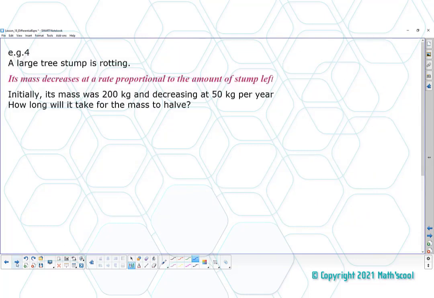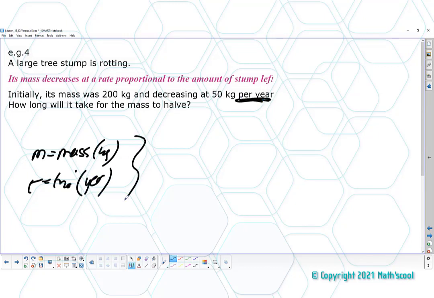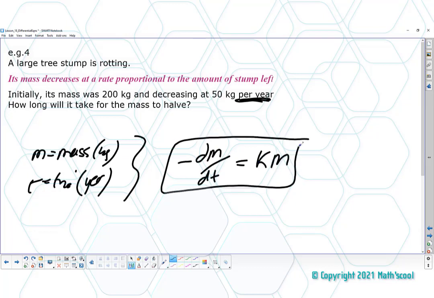A large tree stump is rotting. Its mass decreases at a rate proportional to the amount of stump left. Initially, its mass was 200 kilograms and it was decreasing at 50 kilograms per year. We've already done this. We said m equals mass in kilograms, and t equals time, and we can see that it's in years because they use the word year in the question. And we said that minus dm by dt is equal to km, and that that equation is the exponential decay differential equation.